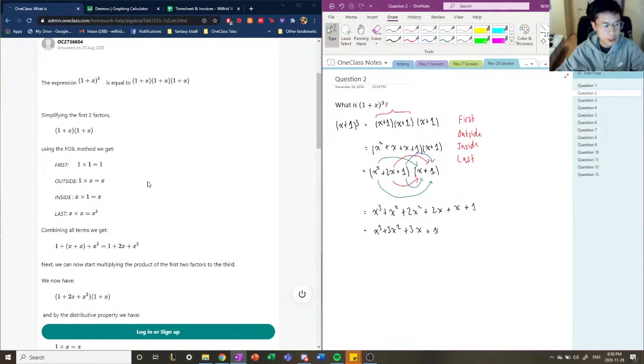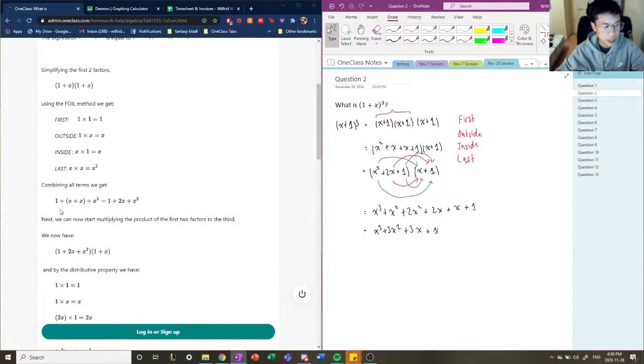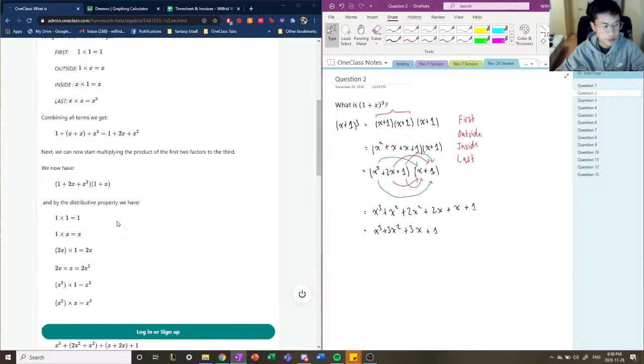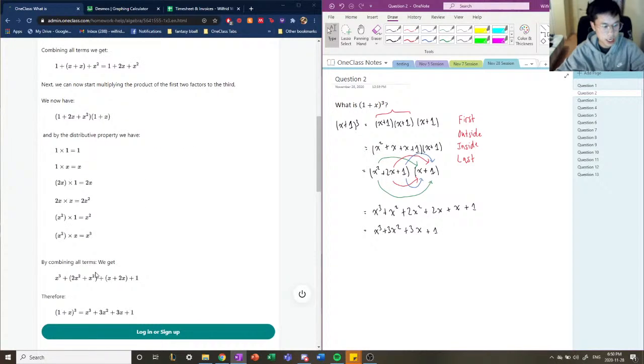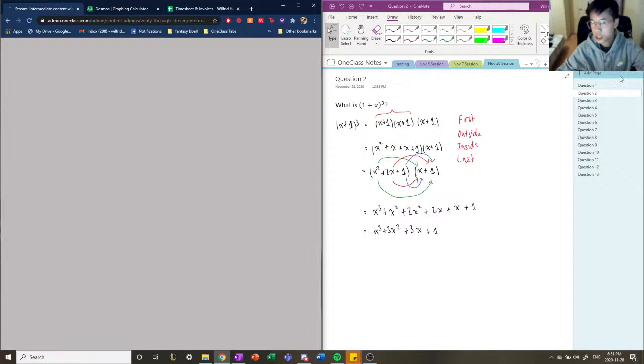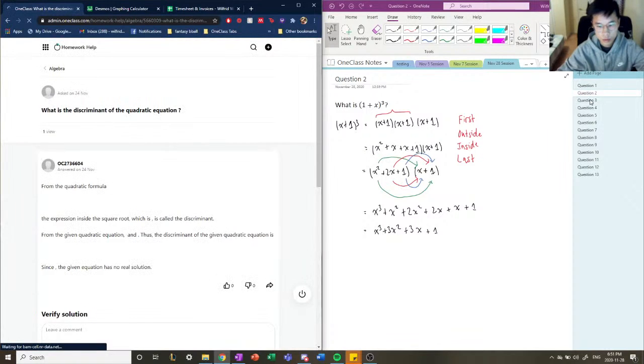The junior tutor also used the FOIL method, and after they distributed all the terms and added them together, they had to multiply this 3-term bracket by this 2-term bracket. So they used the distributive property again, added it all together and simplified to get our answer. So this solution is correct. Nice stuff. All right, let's talk about the next question here.